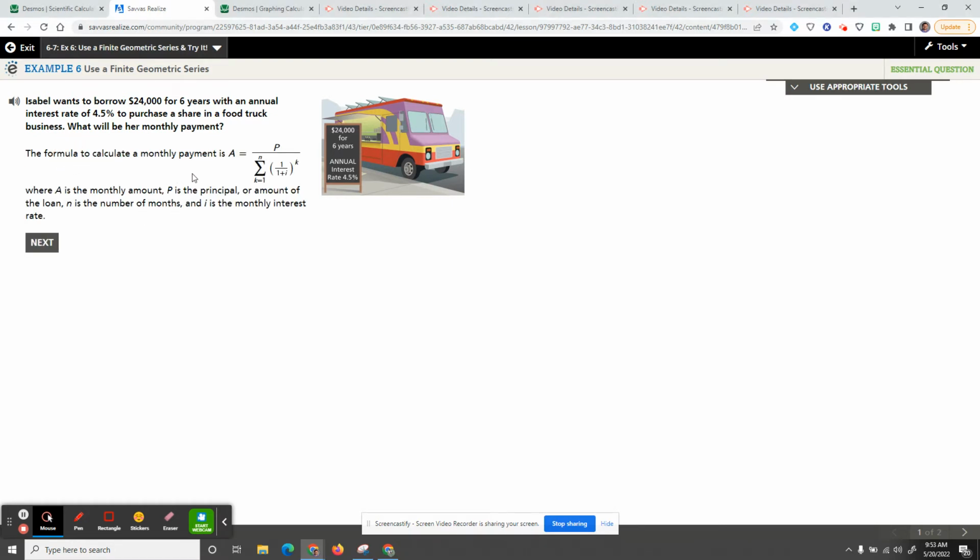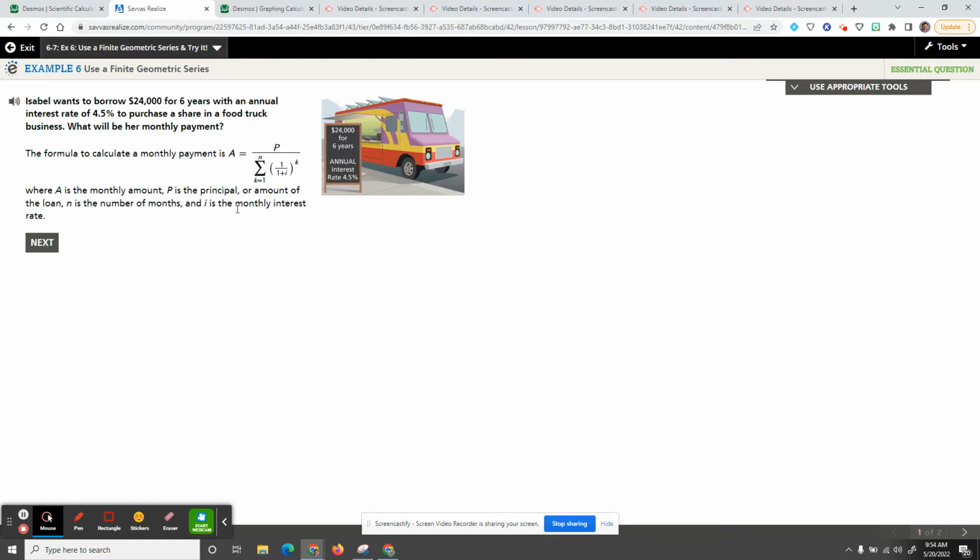So the formula to calculate a monthly payment is A is equal to P, which is the principal, the amount she's borrowed to begin with. So that's $24,000. A is that monthly amount, and then n is the number of months that the loan's going to be taken care of. So in this case, if it's 6 years, 12 times 6 would be 72.